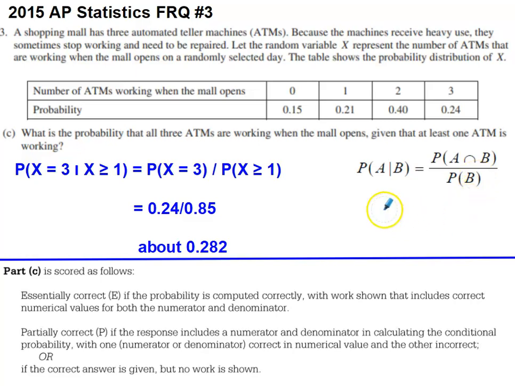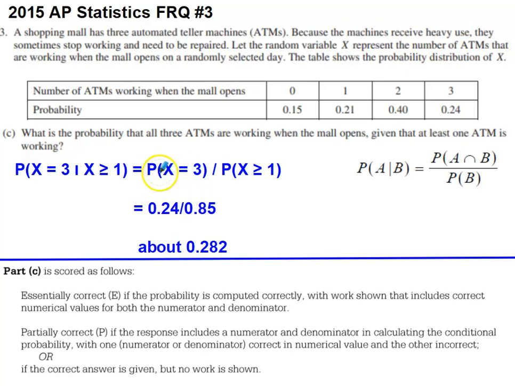So if we wanted to put this into context for part C, we're asked to find the probability that all three ATMs are working. So what is the probability that X is equal to 3, given at least one ATM is operational, given X is greater than or equal to 1? So we're going to find the probability that X is equal to 3 divided by the probability that X is greater than or equal to 1.